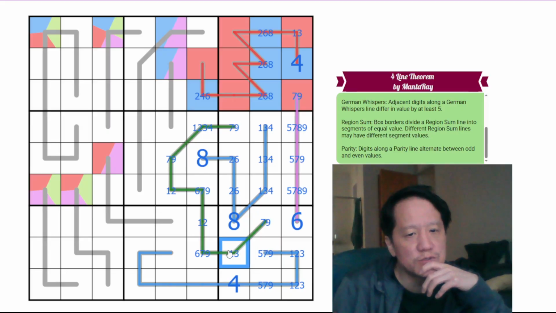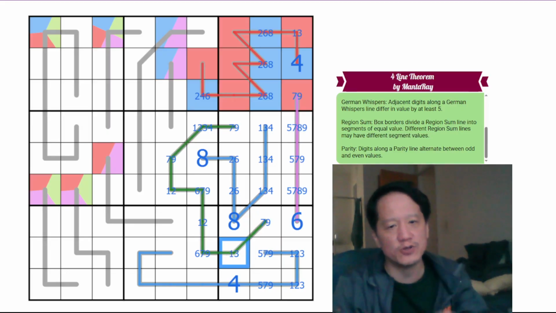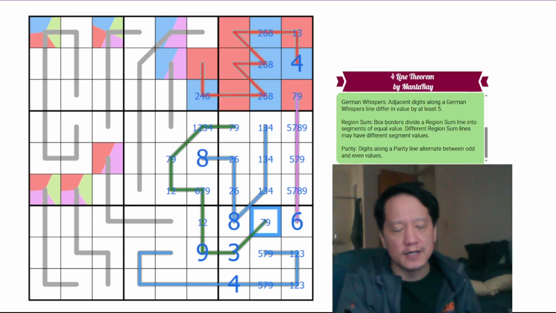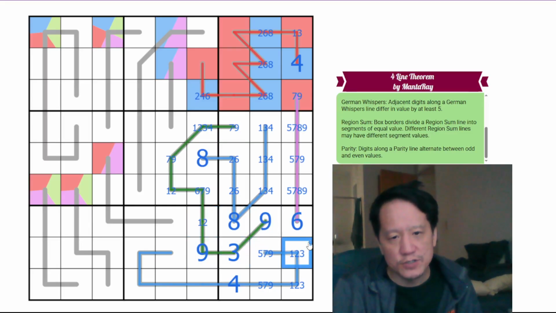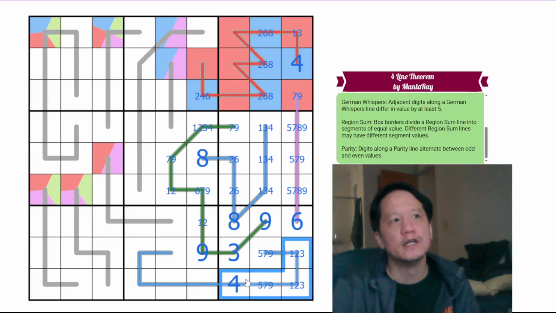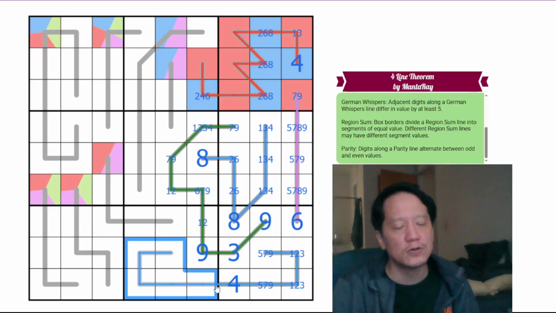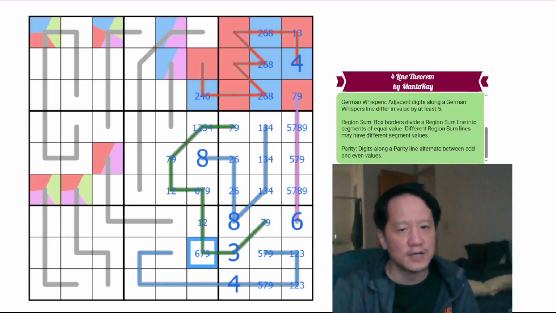So say this was 3. I think we have a similar problem, right? 3, 9, and 9 would force this to be 5, 7, 1, 2, 4. And instead of 1, 2, 3, it's 1, 2, 4. So that's 5 plus 7 plus 7, which is 19. And we'd have 6 and 8 here, which adds up to 14 already. And 3 other digits. So that does not work.